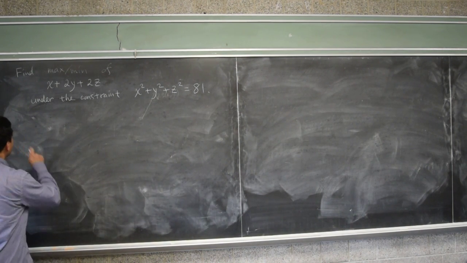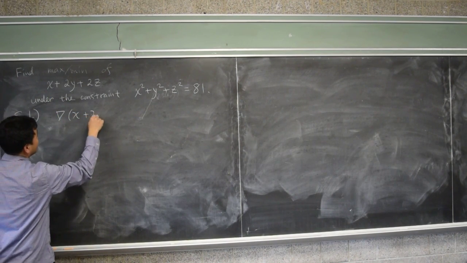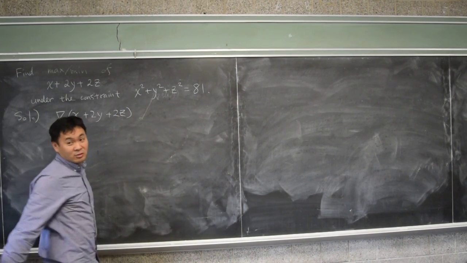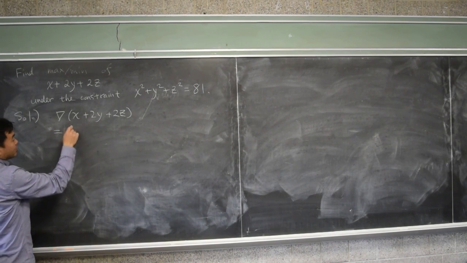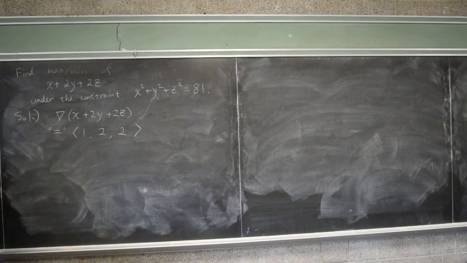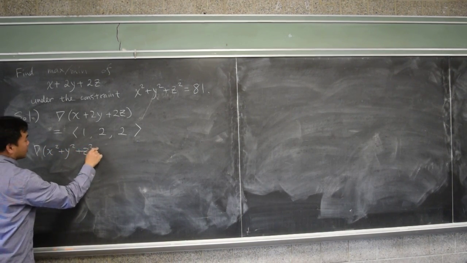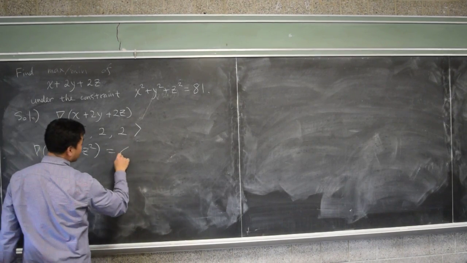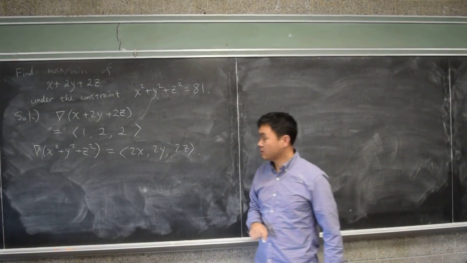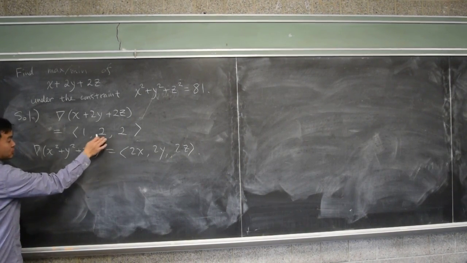So what you do is, to solve this, you say the gradient of this thing should be parallel to the gradient of this. Just compute them. So what's the gradient of this? 1, 2, 2, right? And then the gradient of x squared plus y squared plus z squared is 2x, 2y, 2z. And then you say one is parallel to the other.